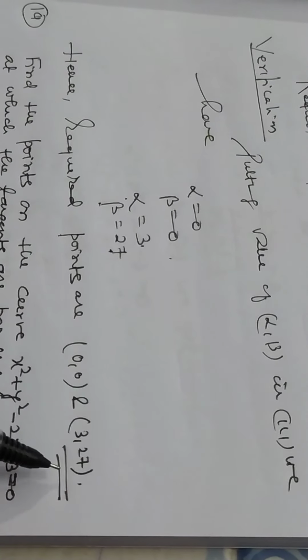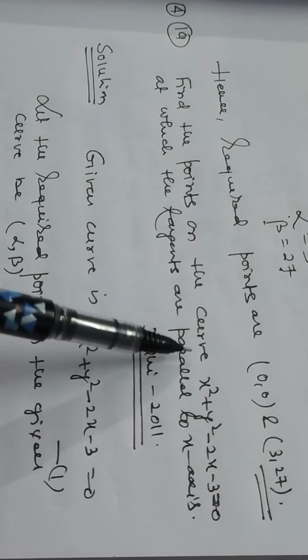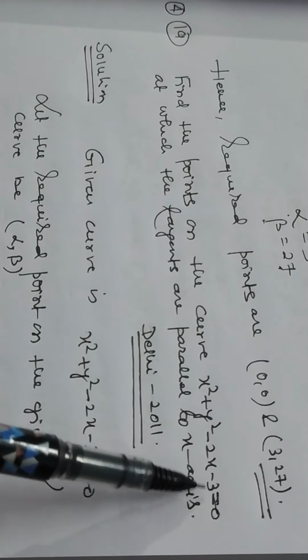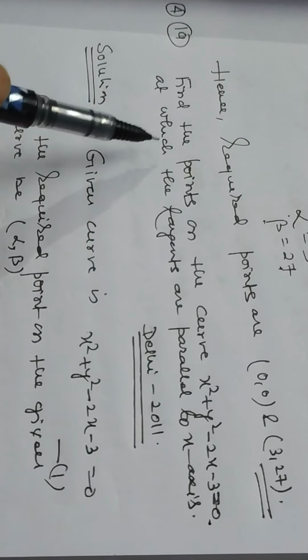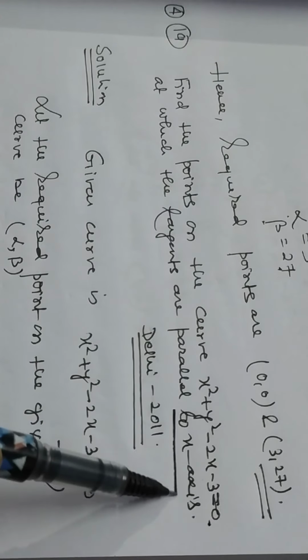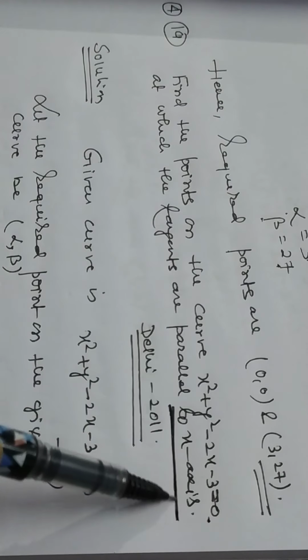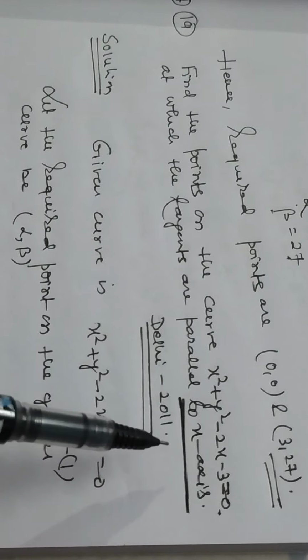Now problem number 19 of this book of NCERT and problem number 4 of the study material. Find the points on the curve x square plus y square minus 2x minus 3 is equal to 0 at which the tangents are parallel to the x-axis. This is the clue. How will you proceed?